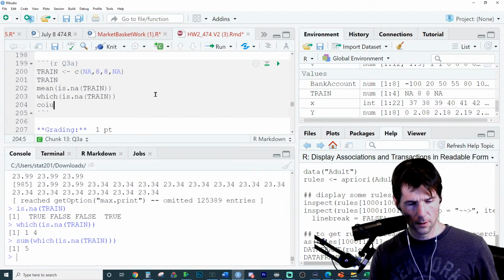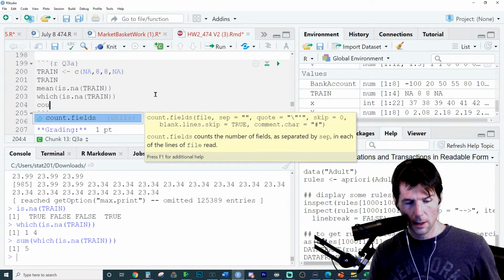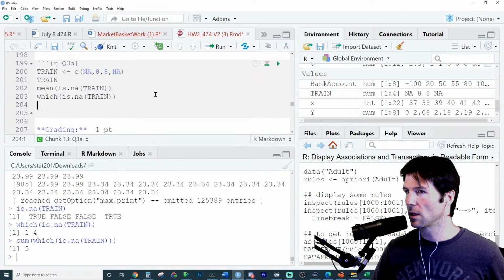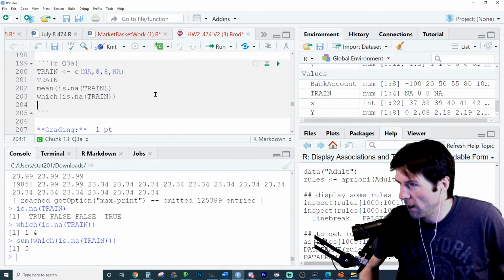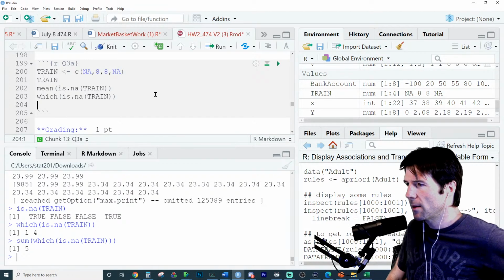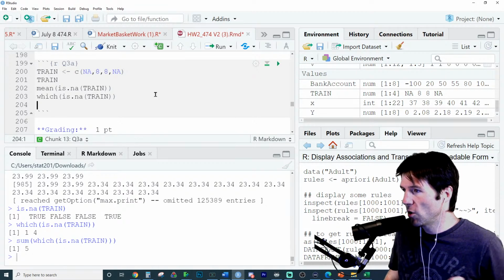Is count a code? No, it's not. I didn't think it was. It'd be nice if it was. You can sum them. You can do which length. A few ways of doing it.